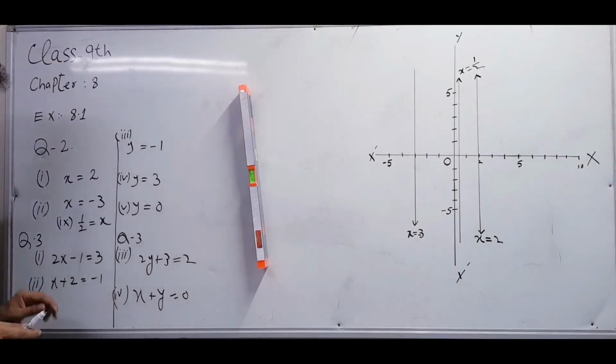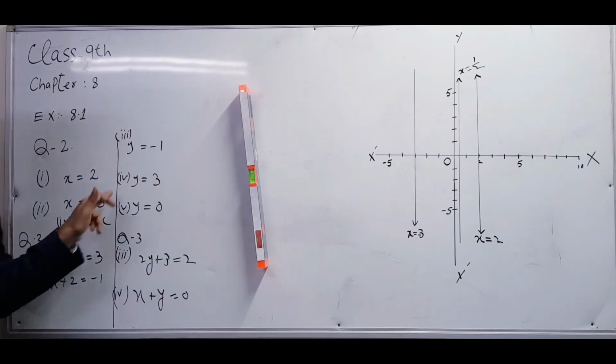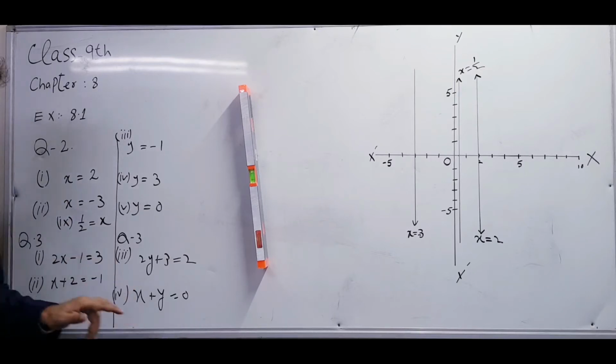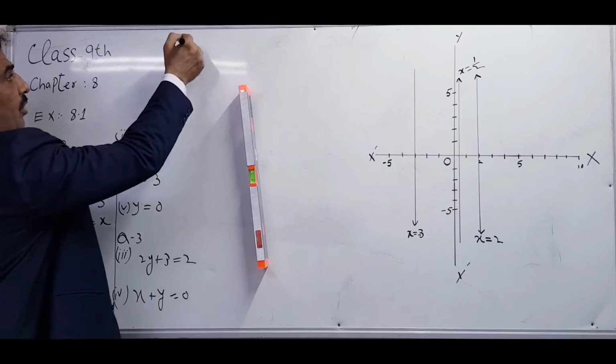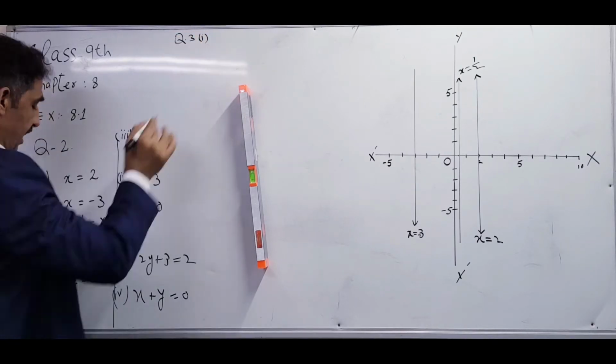One more thing which I want to explain here: like this question, it is not simplified. Like here, 2x minus 1 is equal to 3. Here x is equal to 2, we draw the line. Here x is equal to minus 3, we draw the line. But how to draw the line? If he asks, draw this line, then how do we draw it? So first we have to solve question number 3. First part I want to solve.